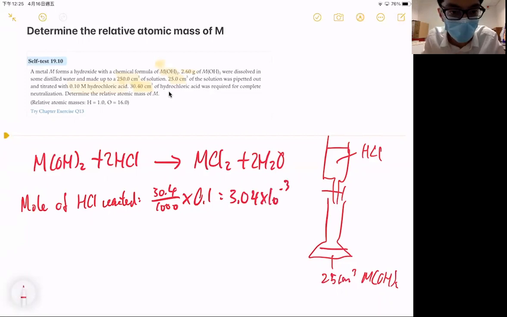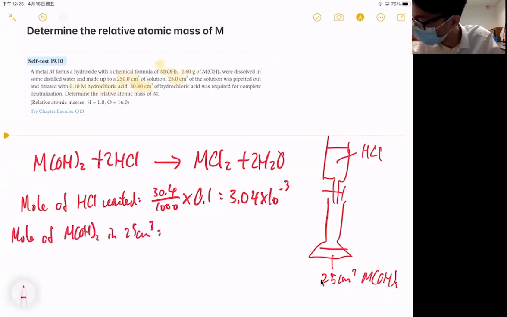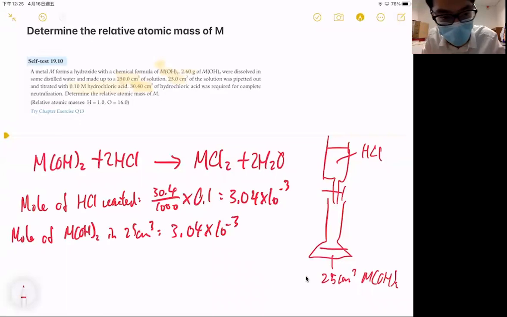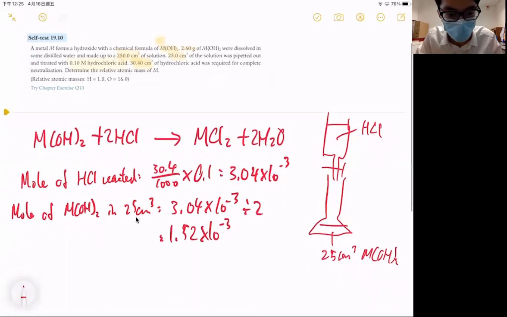Afterwards, we need to determine the number of moles of metal hydroxide in 25 cm cube, right? So the moles of metal hydroxide in 25 cm cube will be 3.04 times 10 to the power of negative 3. Since it is a 2 to 1 ratio, 2 acid will react with 1 metal hydroxide, so we need to divide by 2. And we will get 1.52 times 10 to the power of negative 3. So we have such number of moles of metal hydroxide in 25 cm cube.